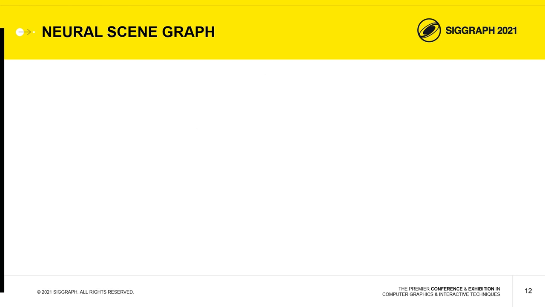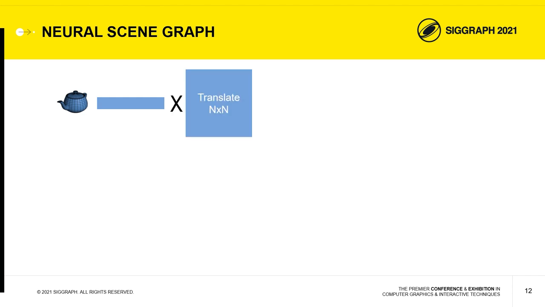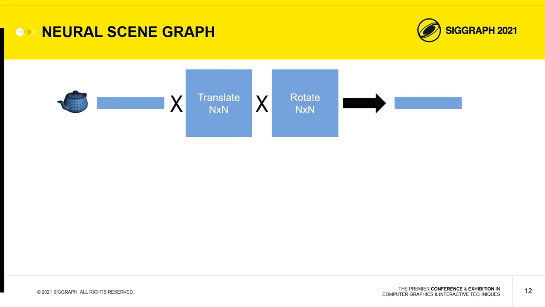So first, each geometric primitive is represented by a vector representation that we learn from data. To transform the geometry representation, we multiply it with encoded linear transformation matrices that can represent different transforms. For example, to first translate the teapot, we would multiply it with an n by n high-dimensional neural translation matrix, and then to rotate it, we would extract a neural rotation matrix and multiply the representation again. This then produces another geometry representation vector, and we will discuss how to produce the neural transformation matrices in a second.